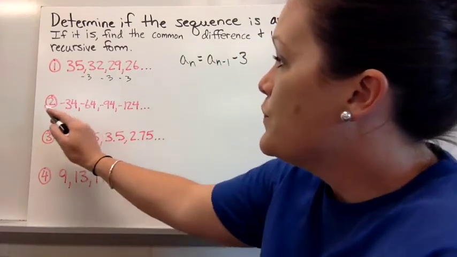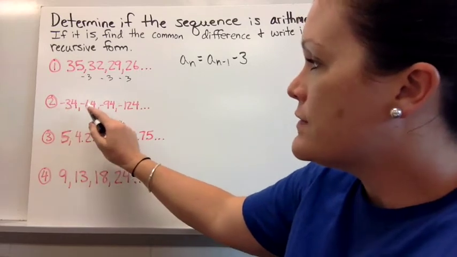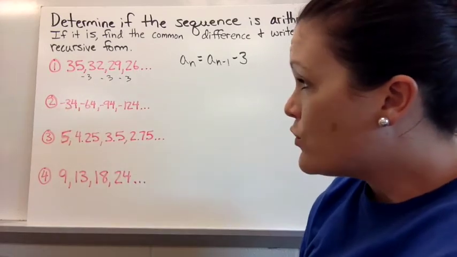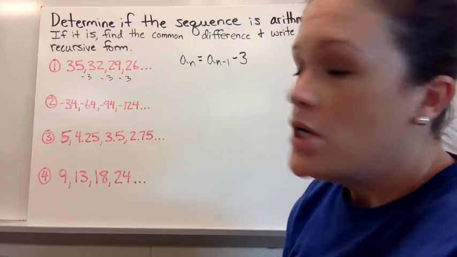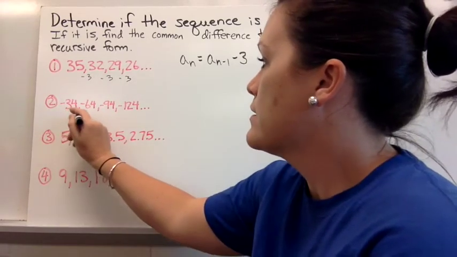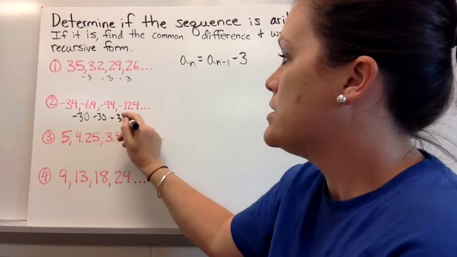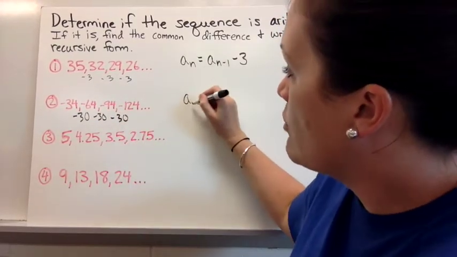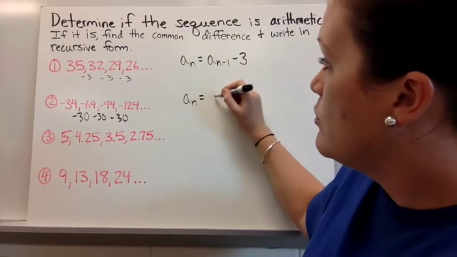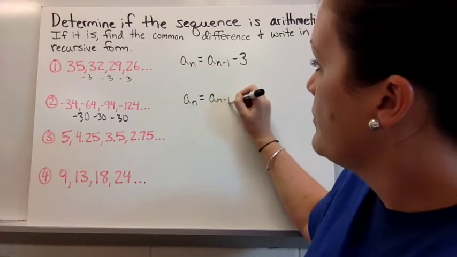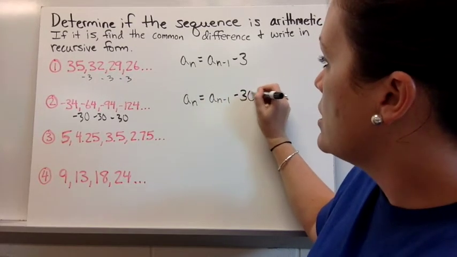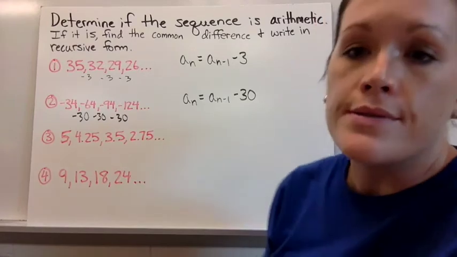Let's look at number 2. Negative 34, negative 64, negative 94, negative 124. These are definitely decreasing by 30 each time. So we would say our recursive form would be the previous term minus 30. Let's look at number 3.